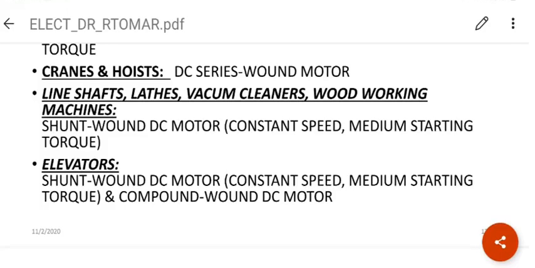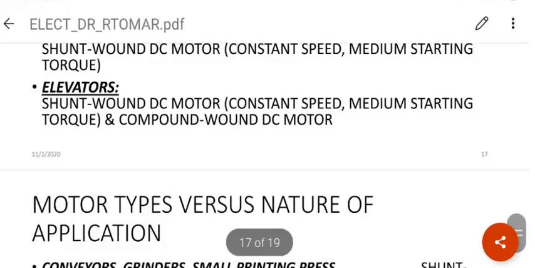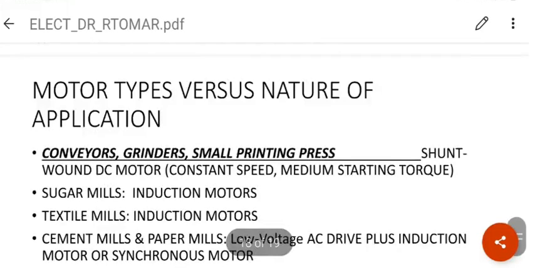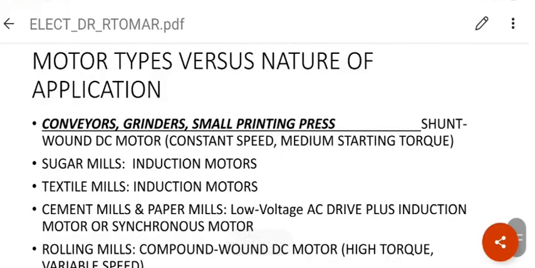But once the elevator has started, it has to go at a constant speed. So a shunt wound motor would be fine during normal operation, except in the starting. Conveyors, grinders, printing press, they use shunt wound DC motors because constant speed is the requirement. Medium torque is enough for these applications.